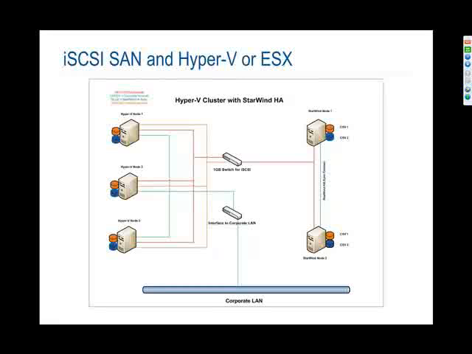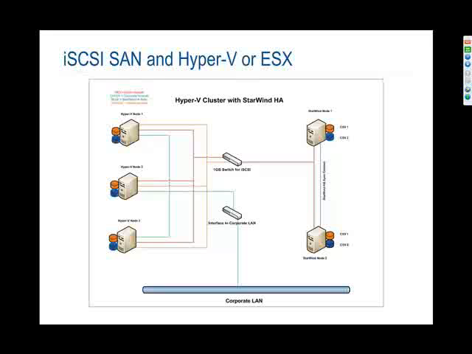Now, one of the things that I do like to do, as we talk about what the iSCSI SAN might look like and how it works, is show you a diagram, albeit a rudimentary diagram, of a sample of this thing in action. In this case, I've chosen a Hyper-V cluster along with StarWind's high availability storage.